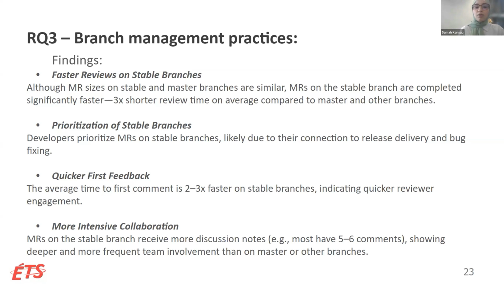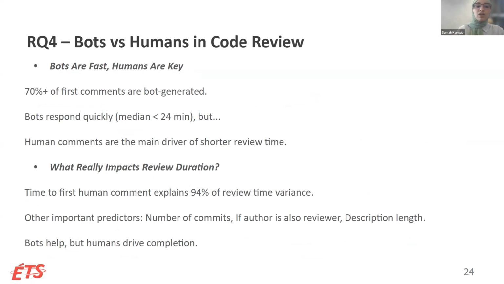Then also in terms of first feedback, we see that the comments on these branches are 2 to 3 times faster than on the other branches, with more intensive collaboration. So we see that there are more comments, more reviews, more interaction on these branches.